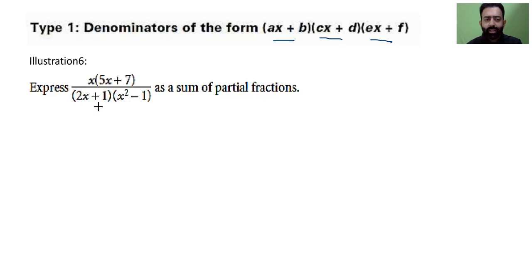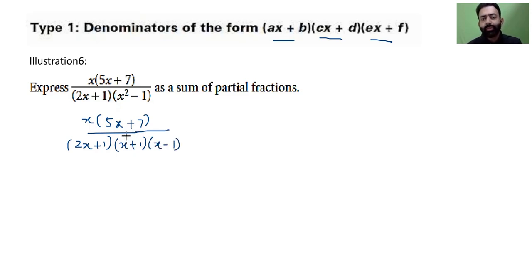So this x square minus 1 you can write as the numerator is 5x plus 7 upon 2x plus 1. You can write this x square minus 1 as x plus 1 into x minus 1, using the formula of a square minus b square. Now all these three are linear of the type ax plus b, cx plus d, and ex plus f. Now you can use partial fraction.